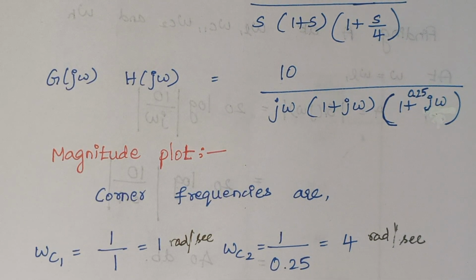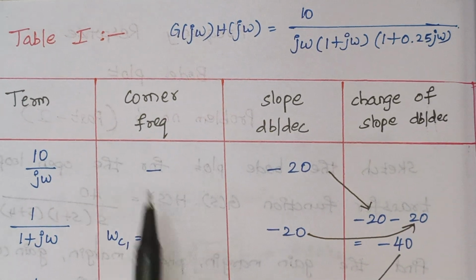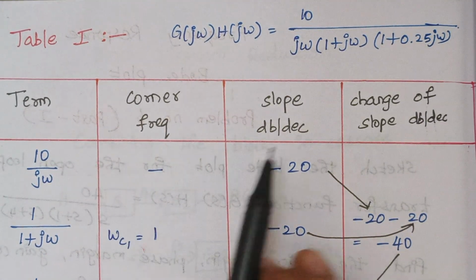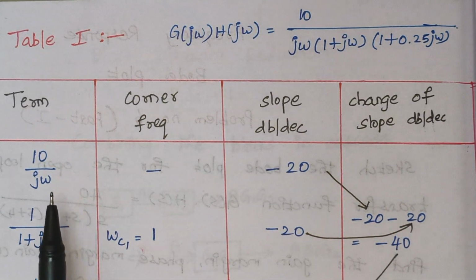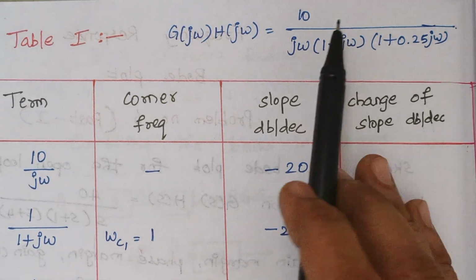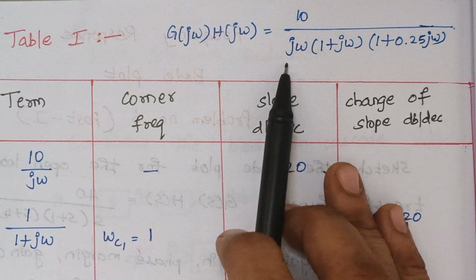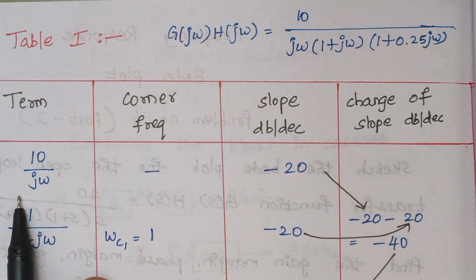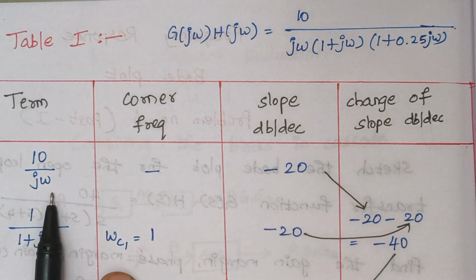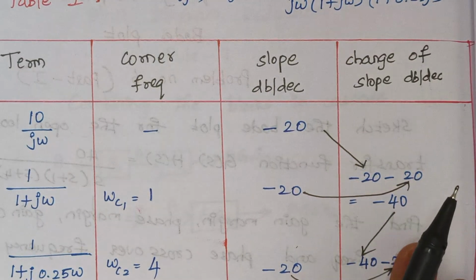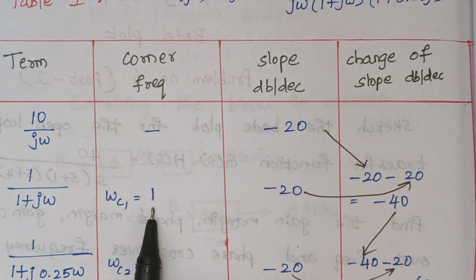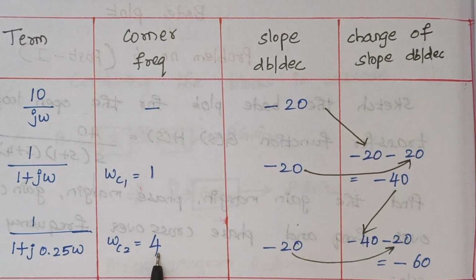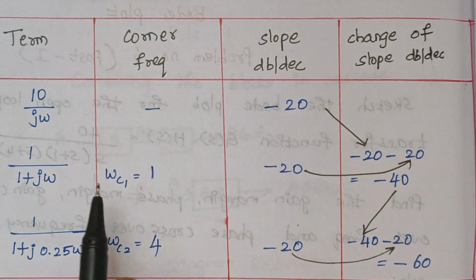Now we are going to form table number 1. Our table 1 consists of 4 columns: terms, corner frequency, slope and change of slope. The first part will consist of the constant along with individual s terms. So here I am having a constant 10 along with the individual s term, j omega. So 10 by j omega. The remaining two terms have to be arranged depending upon their corner frequencies. The value of corner frequency should be written in ascending order. So omega c1 is 1 and omega c2 is 4 here.